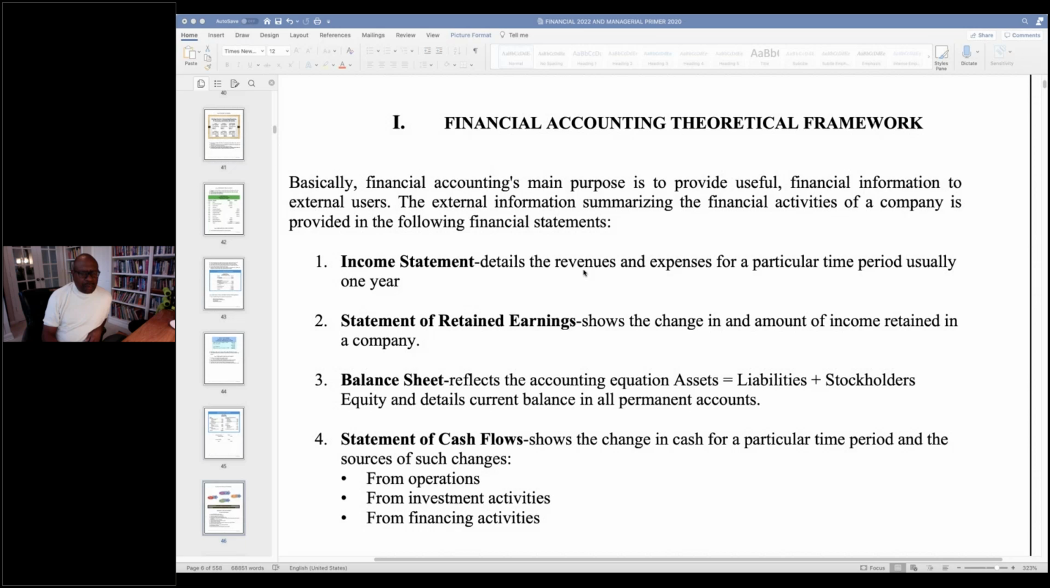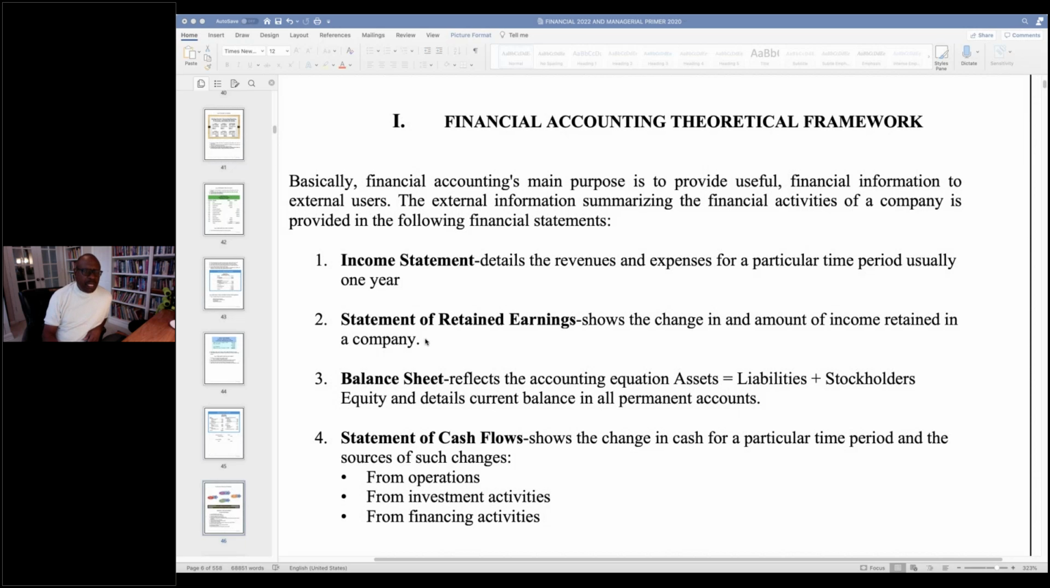And accounting majors going forward into intermediate, they expect you to be able to prepare these statements. So that's what you have to do on that problem that's due on Thursday. You have to prepare these four financial statements. This was the main takeaway from Principles 1, and we build on this in Principles 2.